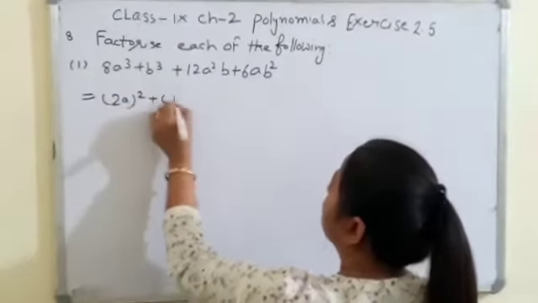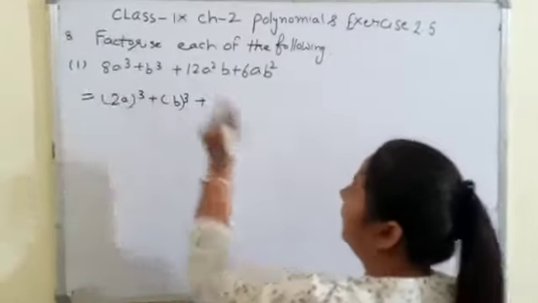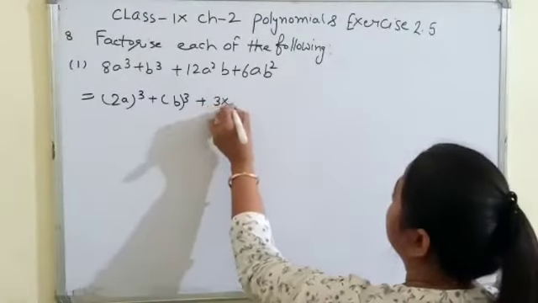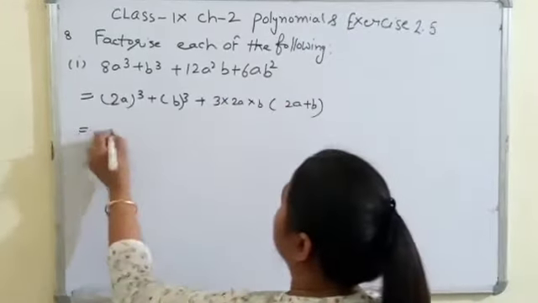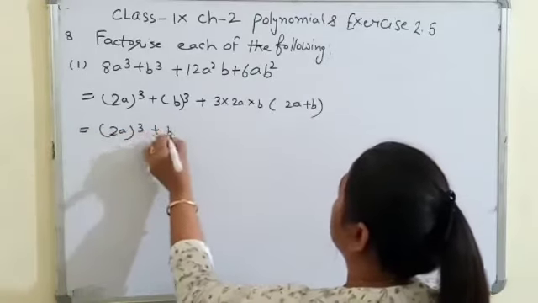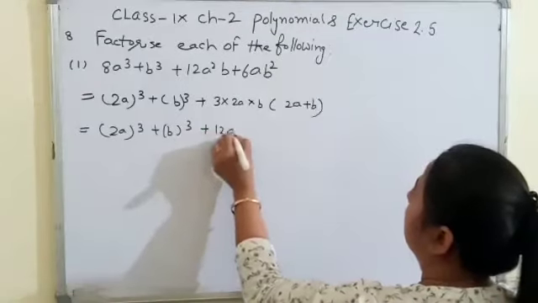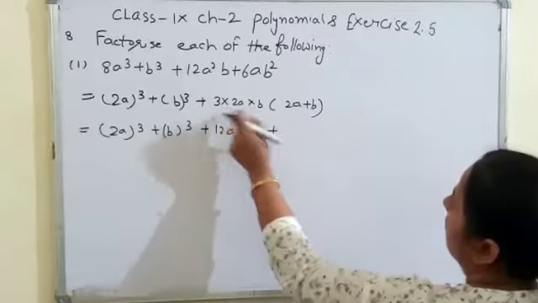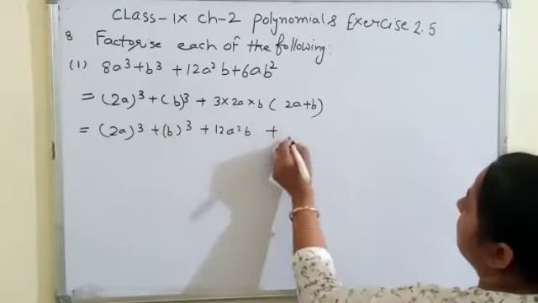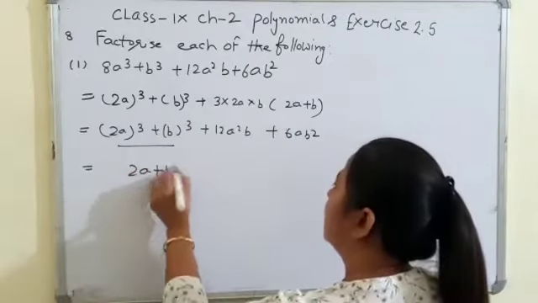a cube plus b cube, obviously a plus b whole cube, a cube plus b cube plus 3ab into a plus b, 3 times 4 is 12, a square b, and this is 3 times 2 is 6, a b square. Yes, we can apply 2a plus b whole cube.